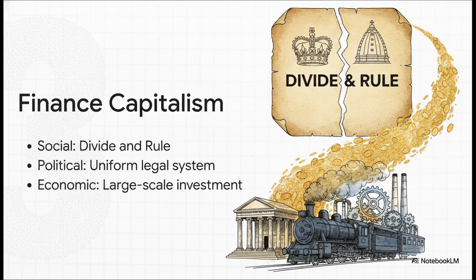Finally, we hit Phase 3, finance capitalism. Socially, the British completely abandoned direct social reform and pursued a policy of social division, actively dividing Hindus and Muslims through a strategy of divide and rule. Politically, they consolidated power by codifying uniform legal systems like the CRPC and IPC, which is super important because those very codes form the basis of the legal system today. Economically, massive investments were made in secondary sectors like industry and railways, but the notes make it explicitly clear this investment wasn't for local benefit. It caused a massive capital flight from India directly to England.